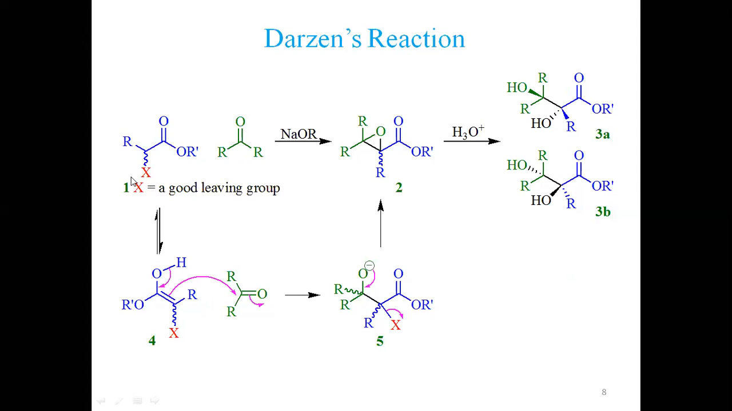So in the Darzens condensation, this is substrate number 1, which is entirely different, and it is going to condense with a ketone. We are reacting structure number 4 with a ketone, resulting in the formation of a new carbon-carbon bond, and this good leaving group X leaves, and the oxygen present here transfers to this carbon, resulting in the formation of an epoxide.